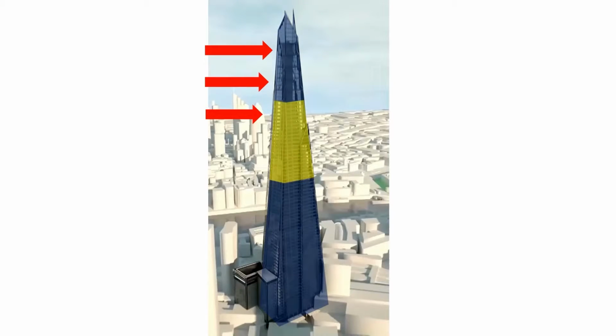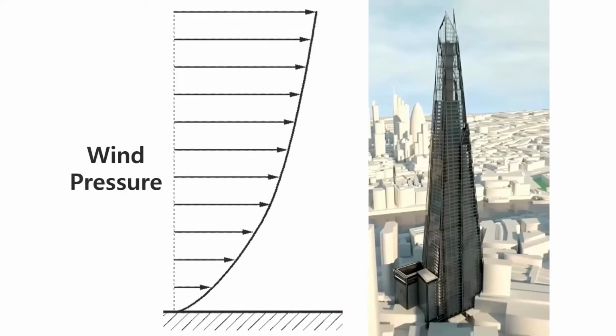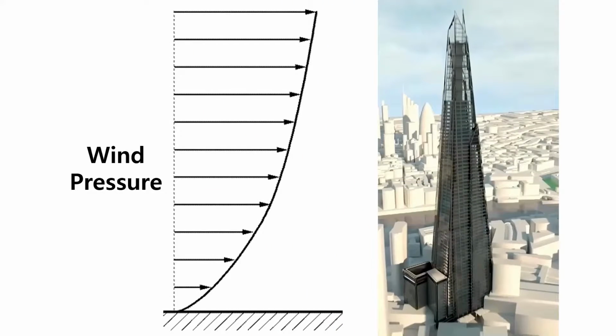And an important problem exists in this high structure. High-rise buildings need to pay more attention to lateral load management. At this height, lateral load such as wind load must be considered because wind pressure gets stronger as height goes up. Actually, in strong wind, the Shard is intended to move up to 50 cm.